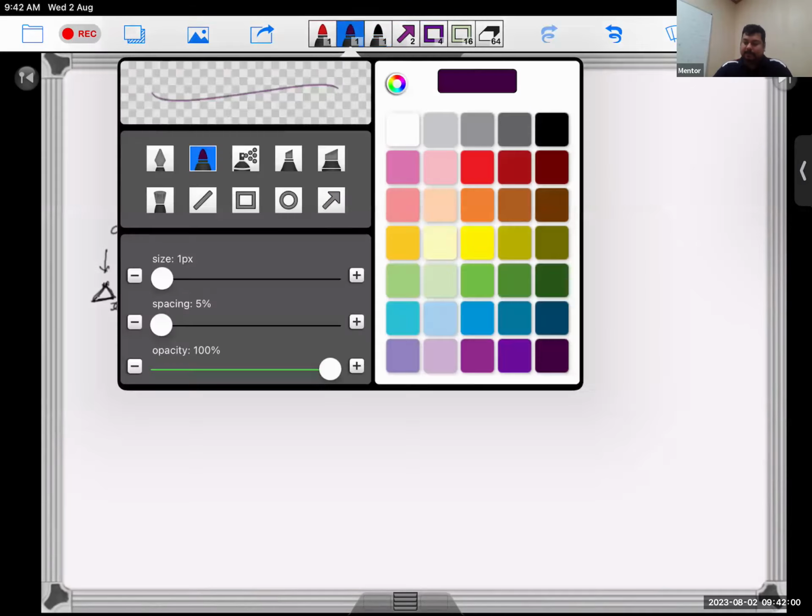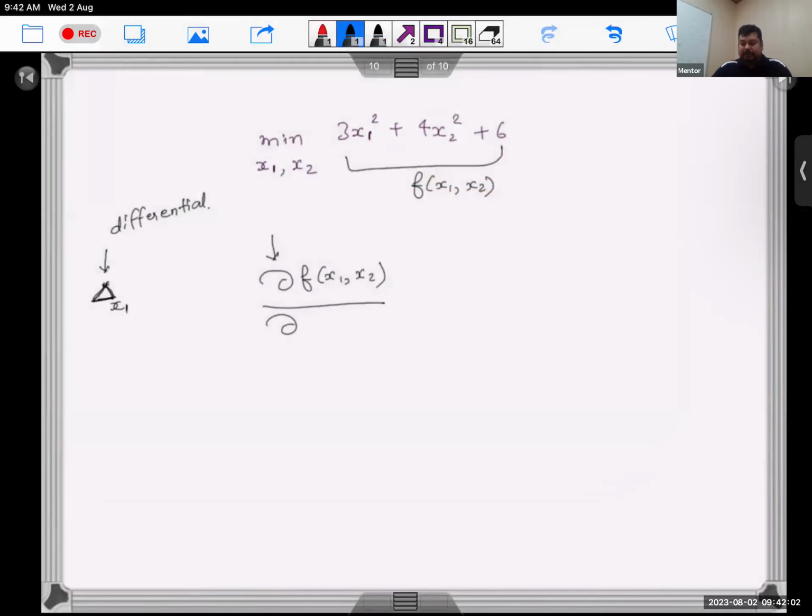I'm going to differentiate it with respect to x1. If you're doing this with respect to x1, what will x2 be treated as? Constant. So if I differentiate this equation with respect to x1, what do I get? 6x1. And you will equate it to 0, so you get x1 as 0. Then you differentiate this equation with respect to the second variable, you get 8x2, and this is 0, so x2 is 0.